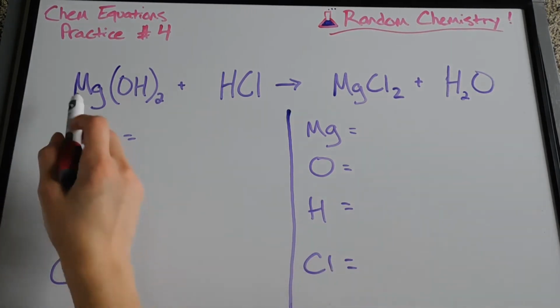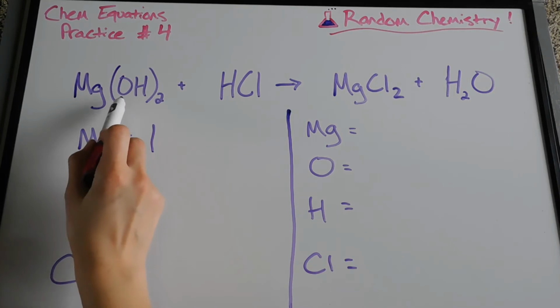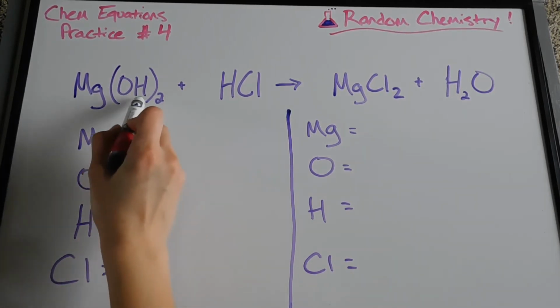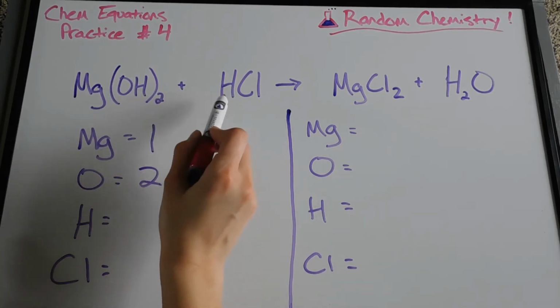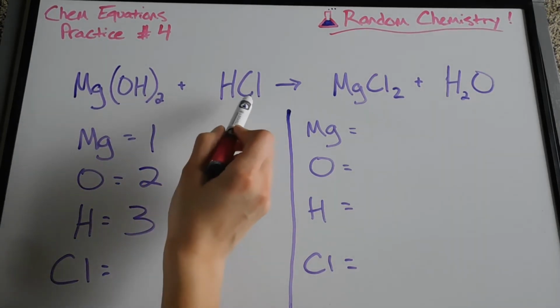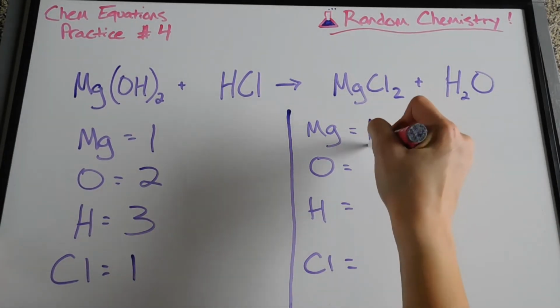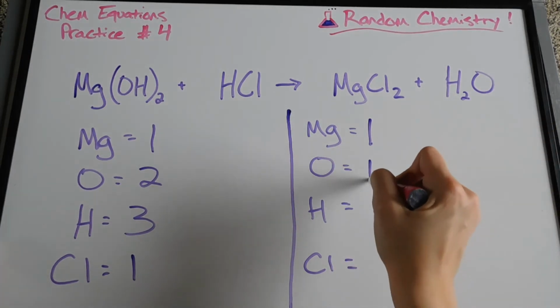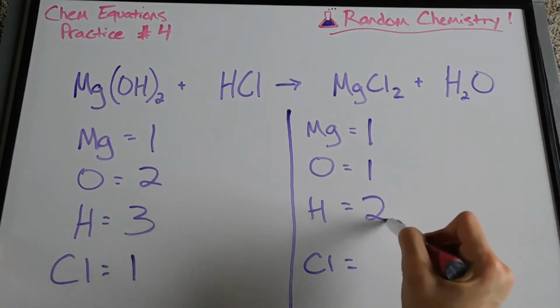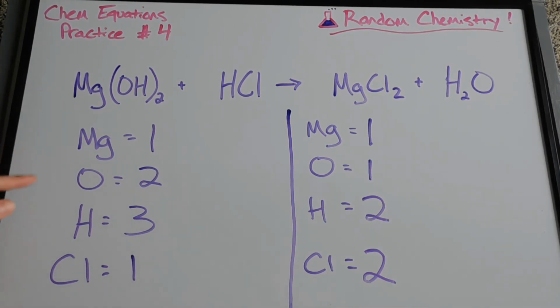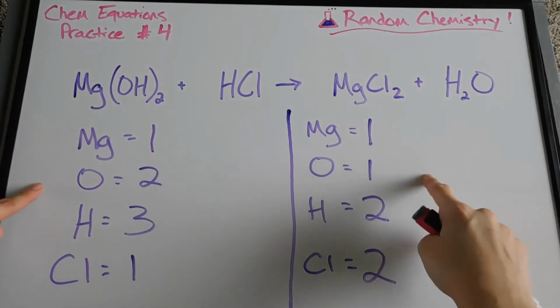And let's take count. Magnesium has 1. This polyatomic ion has a subscript of 2, so that means there's 2 oxygen. And there's 2 hydrogen, but there's another one here, so that's 3. And there's 1 chloride. On the right side, magnesium has 1, oxygen has 1, hydrogen has 2, and chloride has 2. Okay, so let's look at this chemical equation. Let's start by balancing our oxygen.